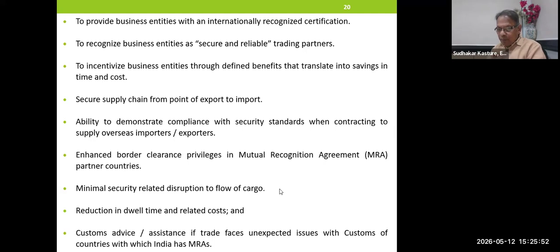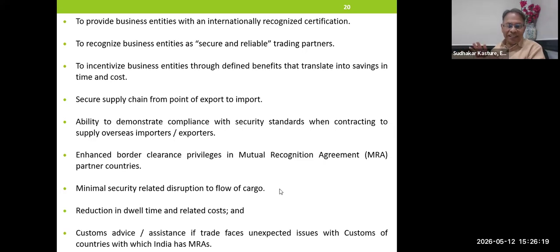Ability to demonstrate compliance with security standards when contracting to supply overseas importers, exporters. Enhanced border clearance privileges in mutual recognition agreements. This is a new area that is coming up in a big way. We have signed MRAs with 9 countries. We are signing MRAs with another 30 countries.